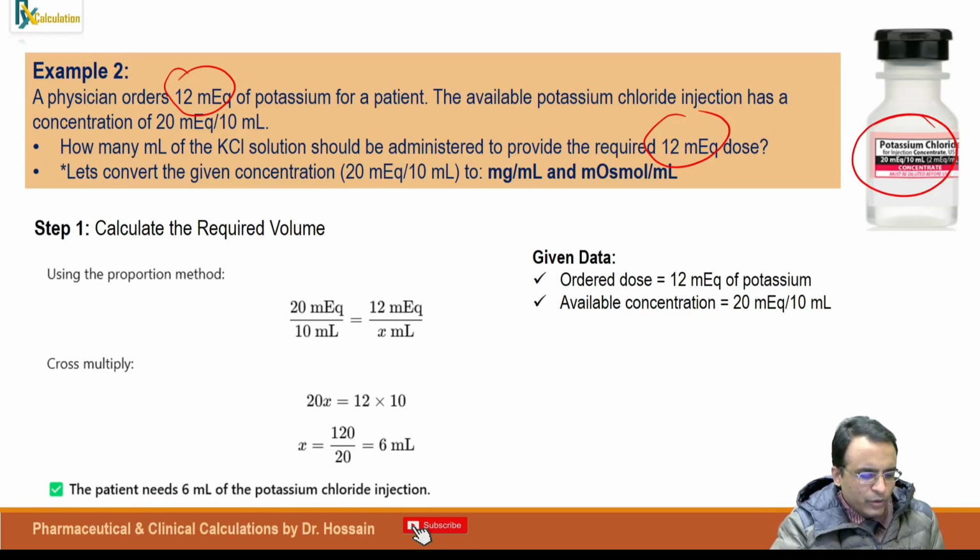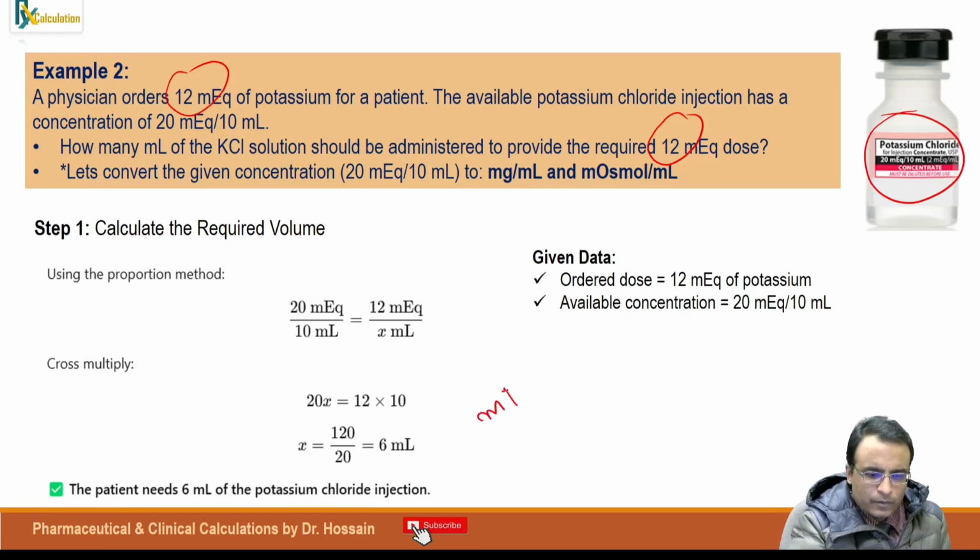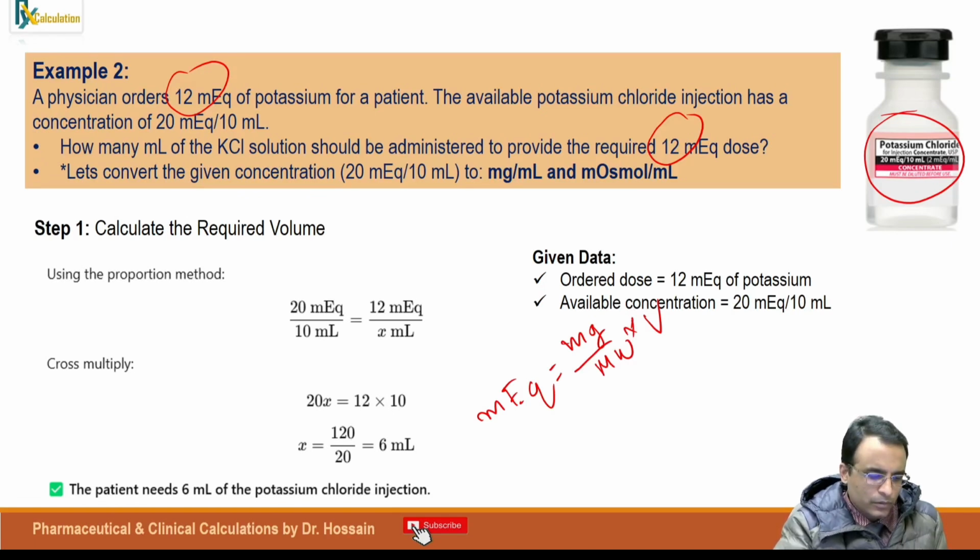So, do we need to use the milliequivalent formula to solve this problem? The answer is no. This is simply a basic dose calculation. Sometimes the physician may write the order in milliequivalent, but it doesn't mean you need to use the milliequivalent formula always. You can solve this problem using simply a ratio proportion method.